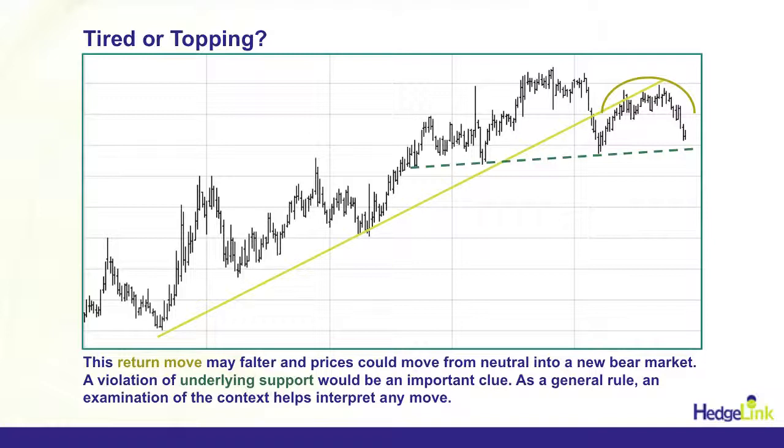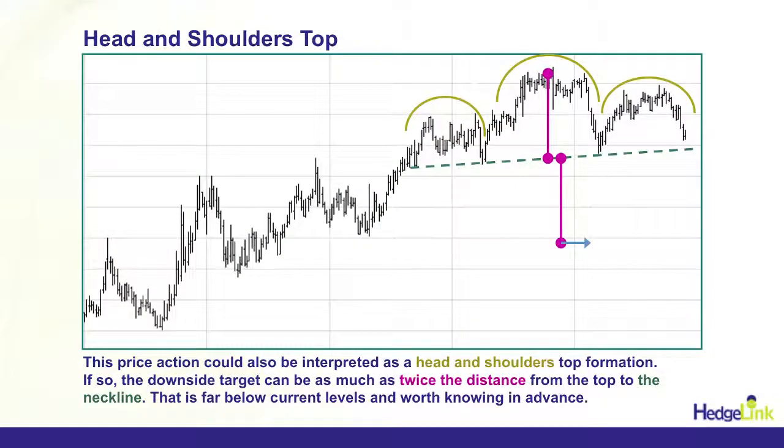So when we look at the trend break and the return move, we also look at things like support zones and the length of time that the market was in a bull move to help us determine whether or not there could be greater damage done. This price action could also be interpreted as a head and shoulders top formation. If so, the downside target could be as much as twice the distance from the top to the neckline. This is far below current levels and worth knowing in advance.